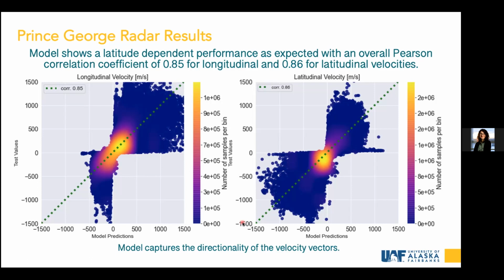preserved, as you all know. And on the x-axis, we have our model predictions. And here you can see our overall correlation is 0.85 for longitudinal and 0.86 for the latitudinal velocities. Again, the empty quadrants mean that the model does not predict a wrong directionality for these test cases. And overall, what we see is that in general, a model that can predict the general behavior of the system.